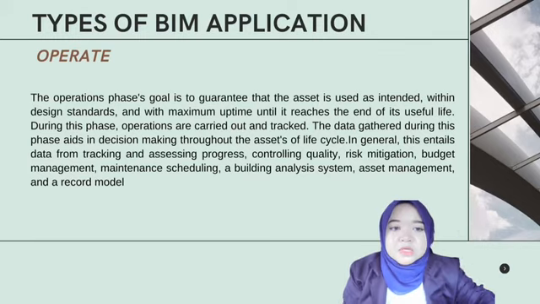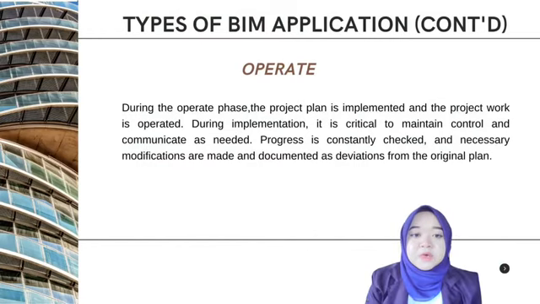In general, this entails data from tracking and assessing progress, controlling quality, risk mitigation, budget management, maintenance scheduling, a building analysis system, asset management, and a record model. During the operate phase, the project plan is implemented and the project work is operated. During implementation, it is critical to maintain control and communicate as needed. Progress is constantly checked and necessary modifications are made and documented as deviation from the original plan.